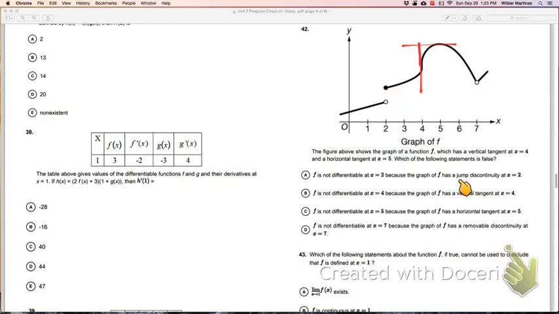Because the graph of f has a jump discontinuity at x equals 2. Yep, that's true. It does have a jump discontinuity and therefore is not differentiable. So that is not the correct answer because they're looking for which one is false. The next one, f is not differentiable at 4 because the graph has a vertical tangent. That's true. It is not differentiable at 4 because it has a vertical tangent. That is a point of non-differentiability.